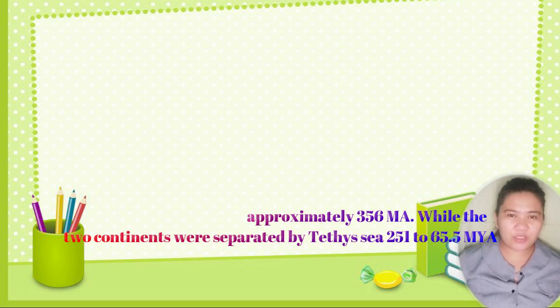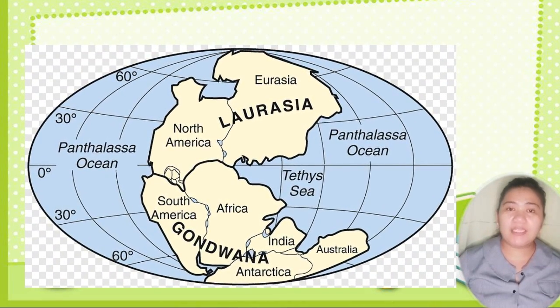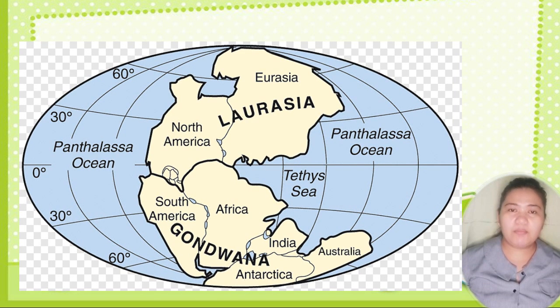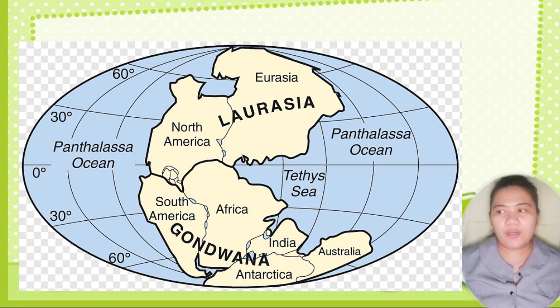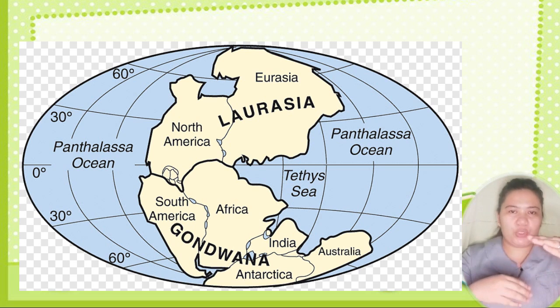As an effect of this, Panthalassa, a vast ocean surrounding Pangaea, was formed at approximately 356 million years ago, while the two continents were separated by the Tethys Sea from 251 to 65.5 million years ago. Together with this movement of Laurasia downward, it created a new sea from Panthalassa to Tethys. The Tethys Sea now separates the upper extreme, Laurasia, and Gondwanaland. In between them is a huge body of water, the Tethys Sea, which is just an effect of the separation of Laurasia and Gondwanaland.